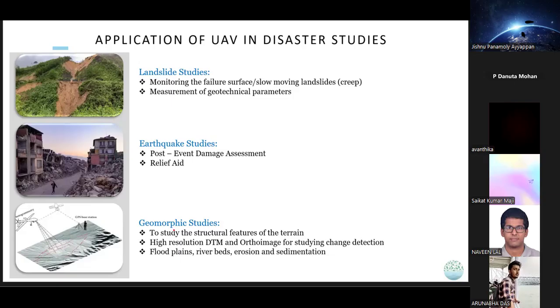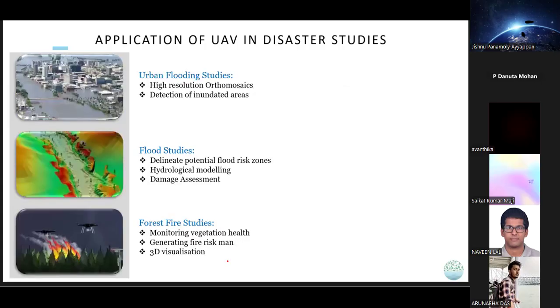Basically, through the geomorphic studies, we can incorporate these outputs into the hydrological modeling also. Urban flooding, we can use high resolution orthomosaic, detect the inundated areas. In the flood studies, we can delineate the potential flood risk zones. And then we can use the high resolution digital terrain models into hydrological models. And then also we can go for the damage assessment. You can go for change detection, how an area has been changed post flood.